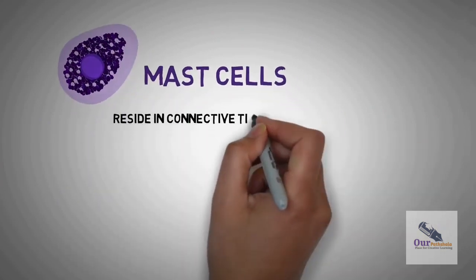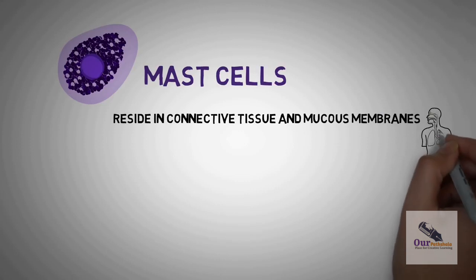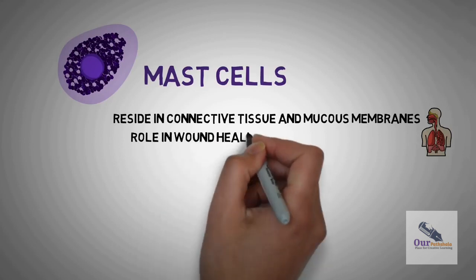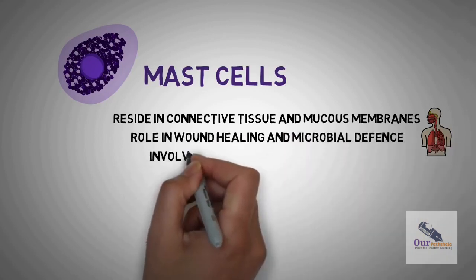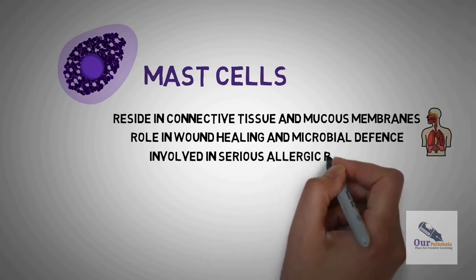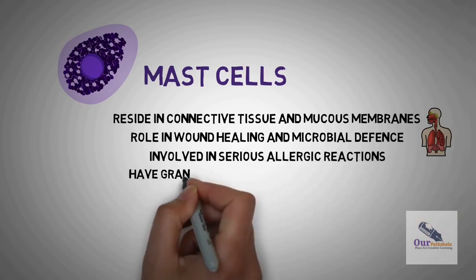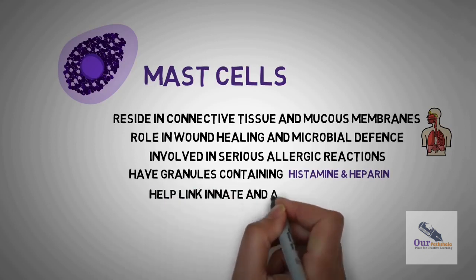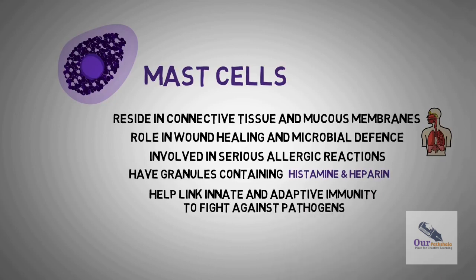Mast cells are a type of innate immune cells that reside in the connective tissue and in the mucous membranes, like the lining of our respiratory and gastrointestinal system. Mast cells are associated with wound healing and defense against pathogens, but are often associated with allergy and anaphylaxis, which are serious allergic reactions that can cause death. Mast cells also have numerous granules in them that contain abundant quantities of histamine and heparin. Histamine dilates blood vessels, which produces the characteristic signs of inflammation, and recruits neutrophils and macrophages. They also help to link the innate and adaptive immunity to fight against pathogens.